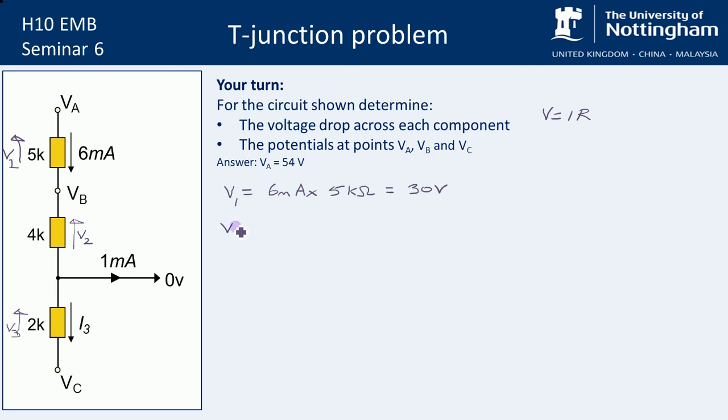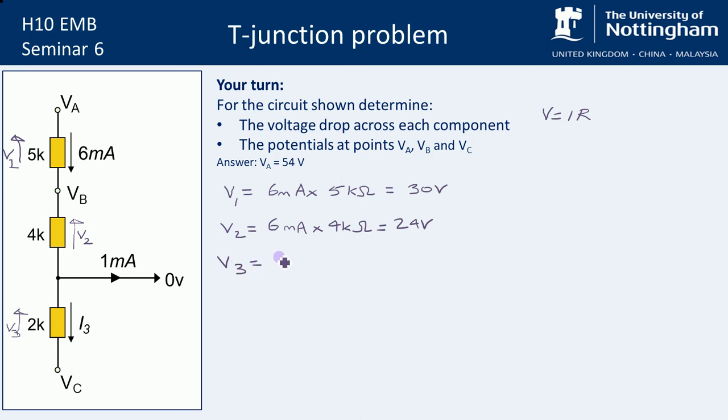Next up we can calculate V2. Once more this is going to be the current flowing through that resistor. This 6 milliamp current is going to keep going down and down and down. So we know that's also 6 milliamps because there's nowhere else for it to go in this case, multiplied by the value of this resistor, which is 4 kilo ohms, which will give us a voltage drop of 24 volts. Finally, let's do V3.